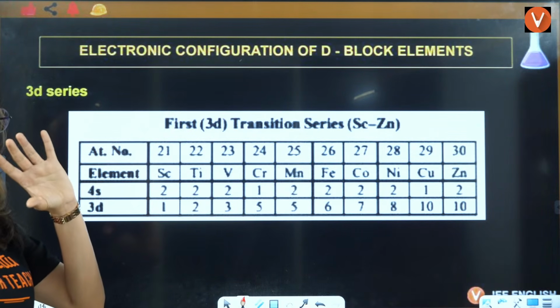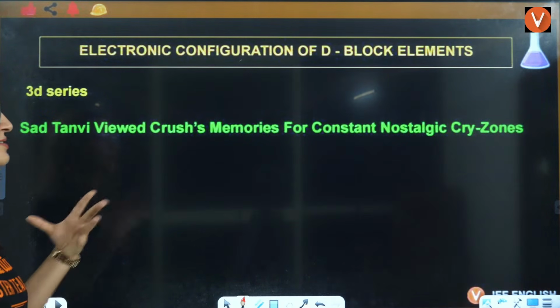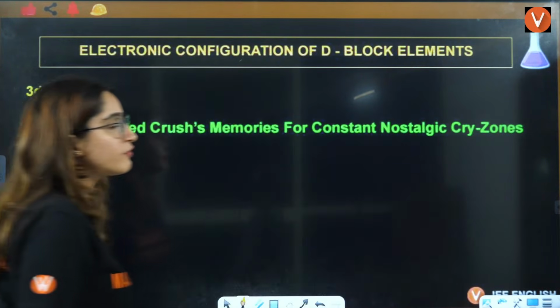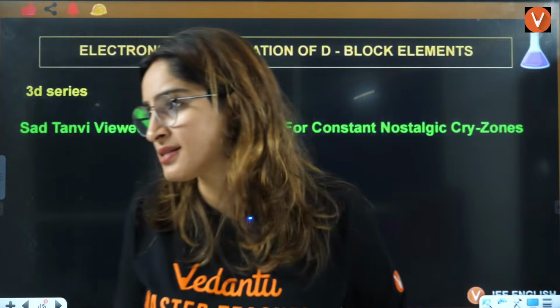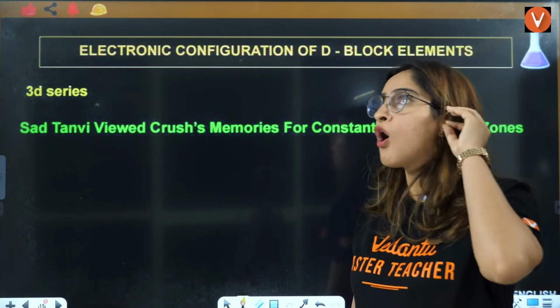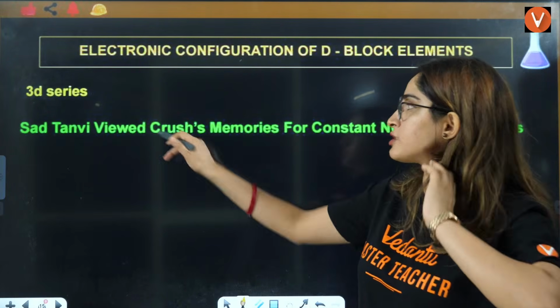Now, firstly, you should learn how to remember this. There are various ways to remember this. How do you want to remember it? It's totally your choice. There is no obligation on you that this is Diksha ma'am's trick.